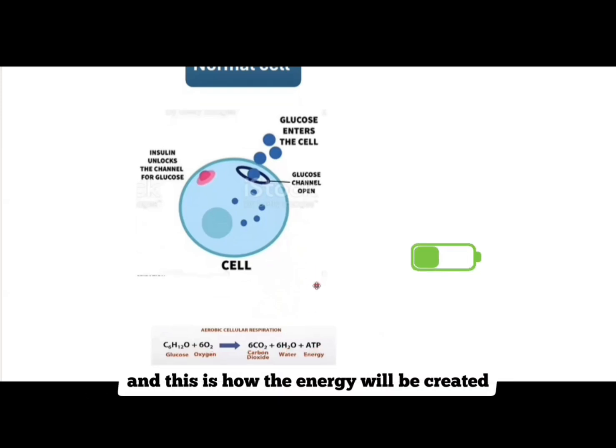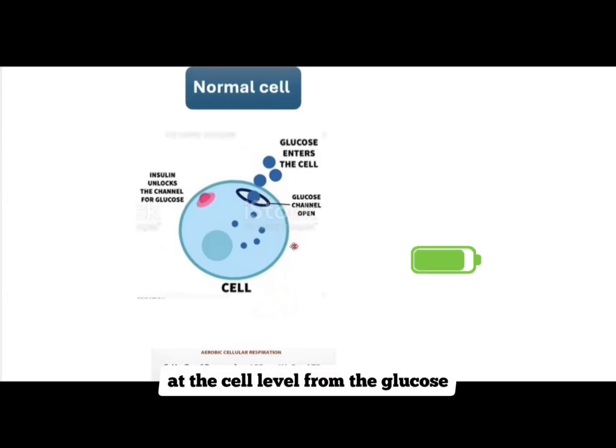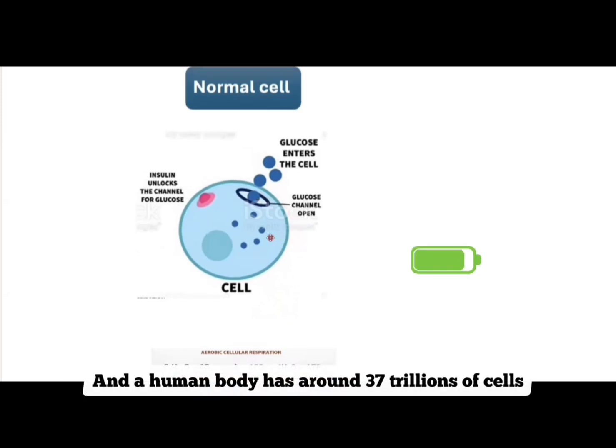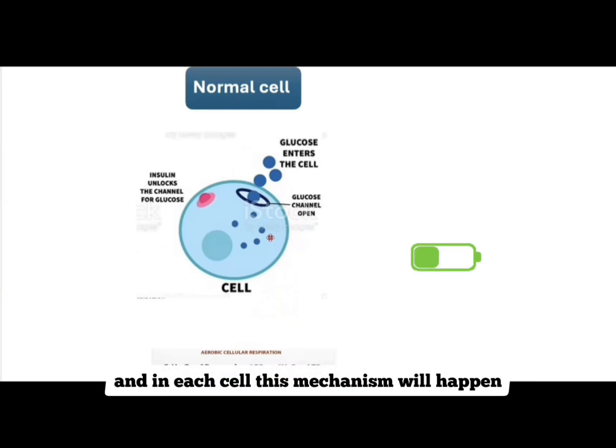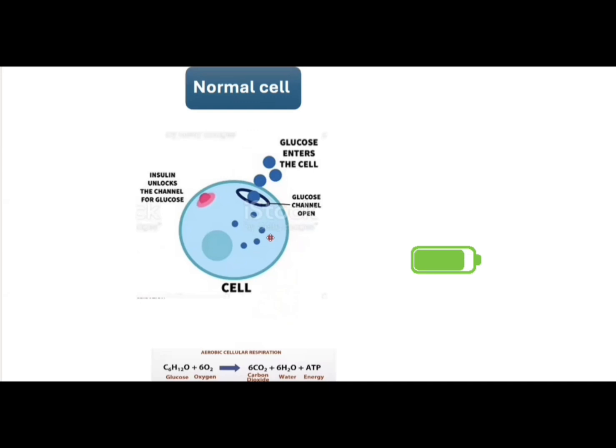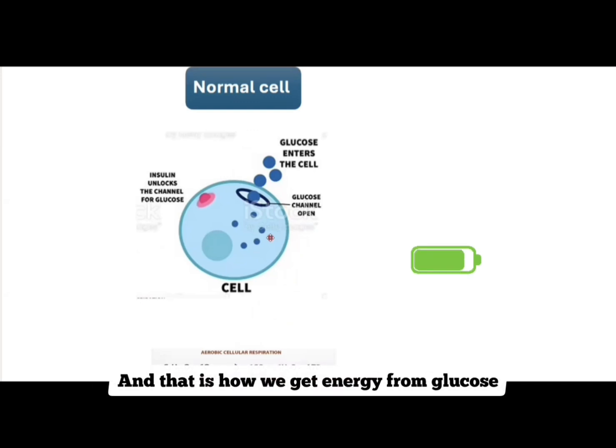And this is how the energy will be created at the cell level from the glucose. And a human body has around 37 trillion cells, and in each cell this mechanism will happen to generate the energy, and that is how we get energy from glucose.